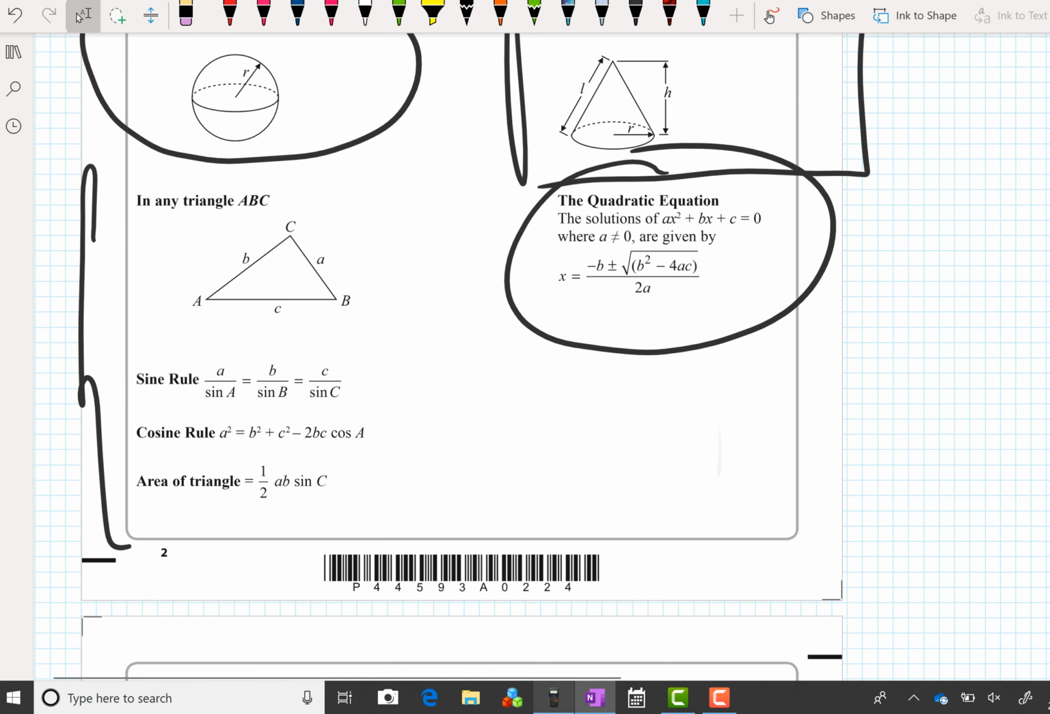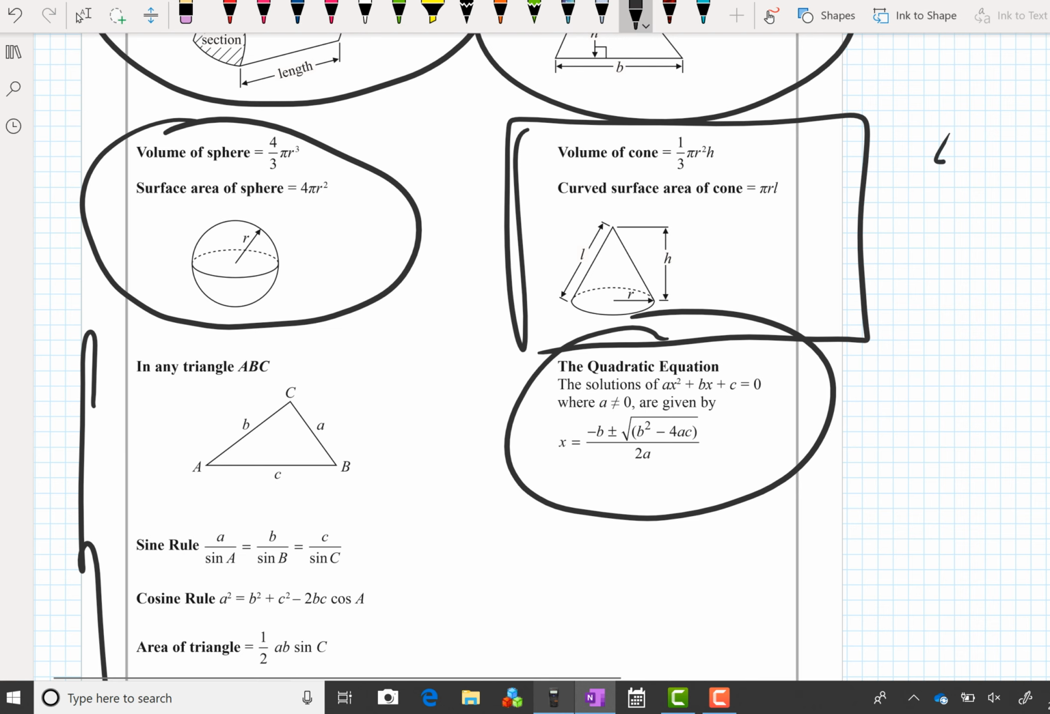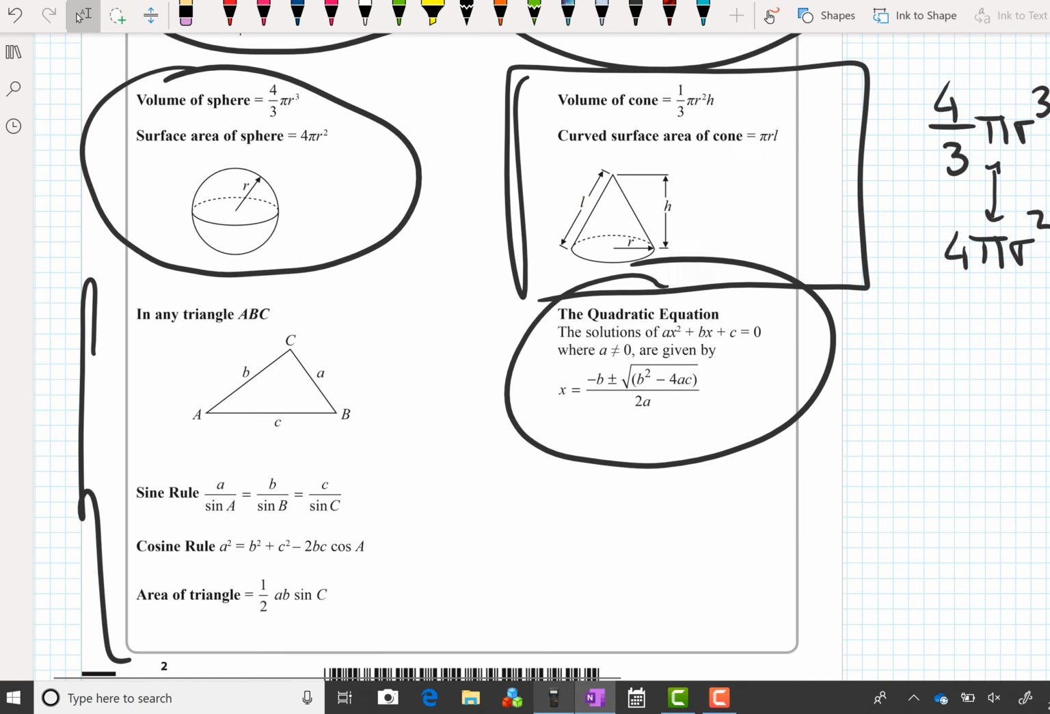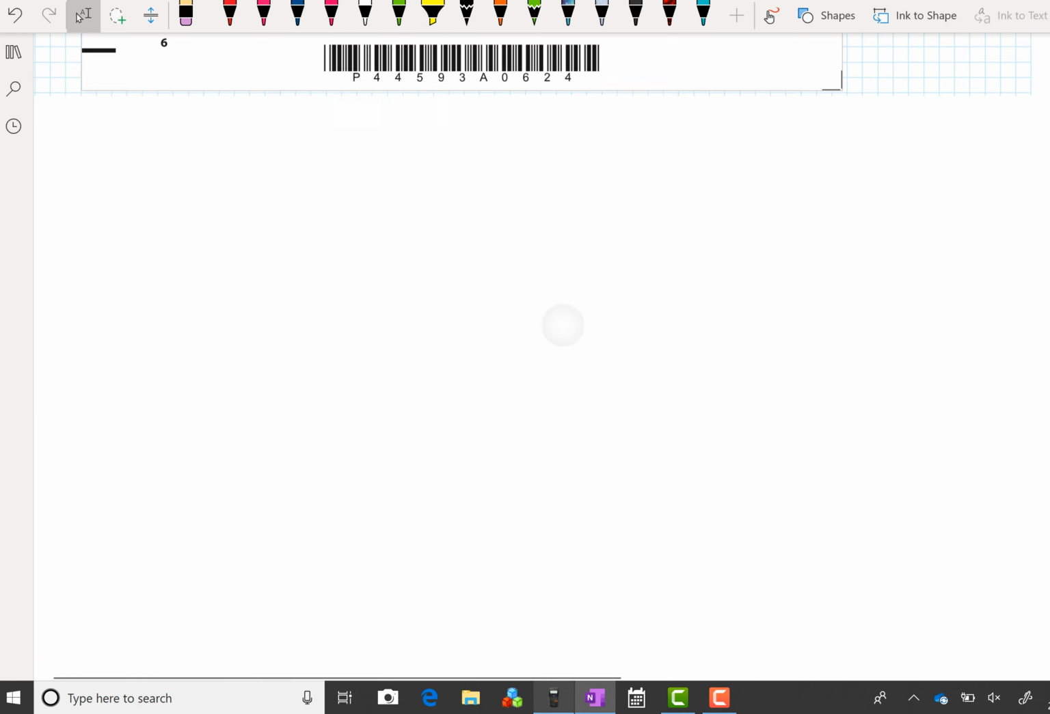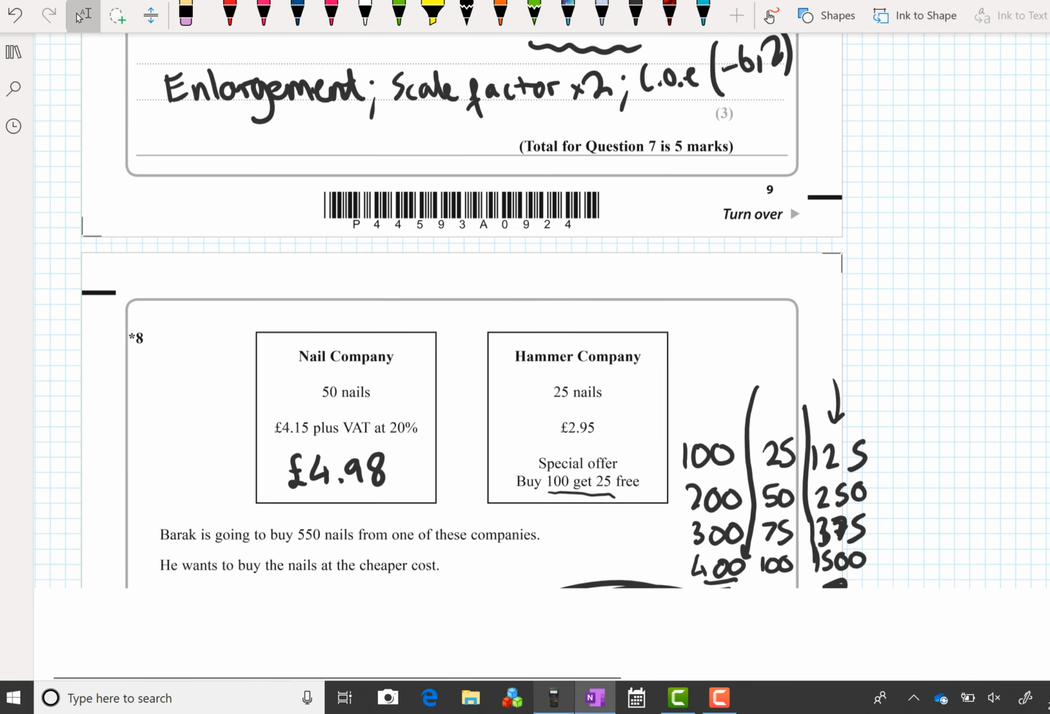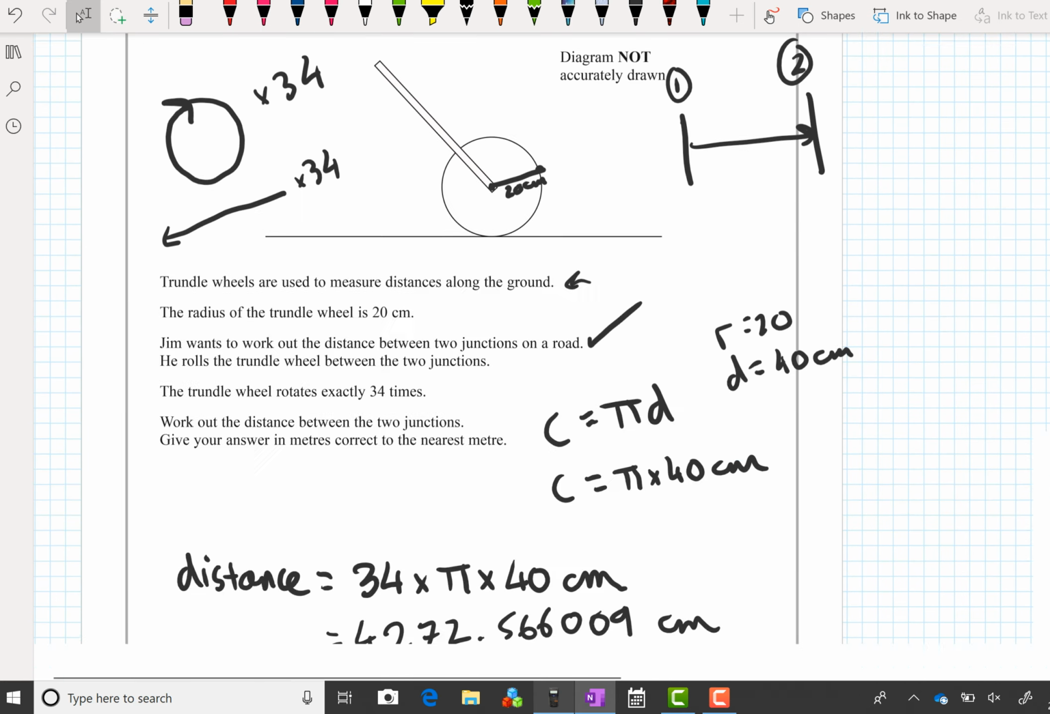Volume of a sphere is 4/3 pi r cubed, and this is 4 pi r squared. Earlier when I tried to screenshot and then add it in to OneNote, that didn't work, so I'm going to remember this. 4/3 pi r cubed. So both got a pi. So 4 pi r squared. If I add 1 to that power, it becomes 3 divided by it. Okay, 4 pi r squared. Got it.